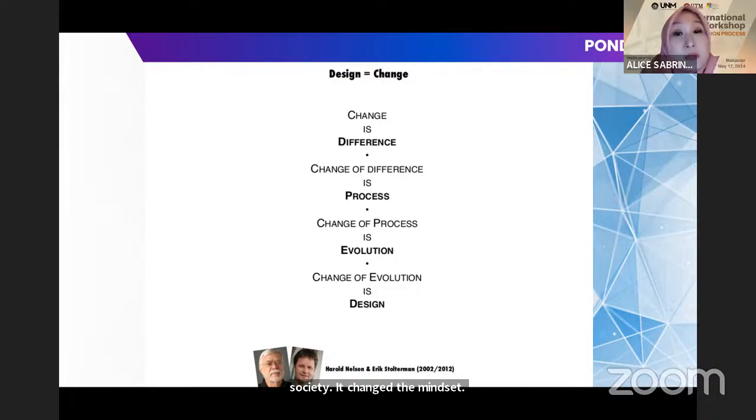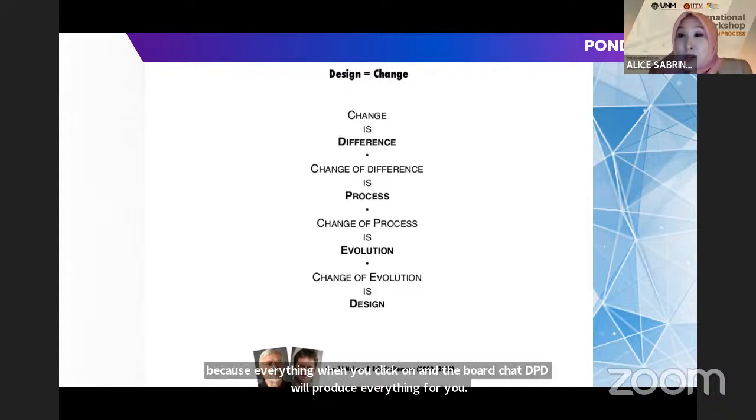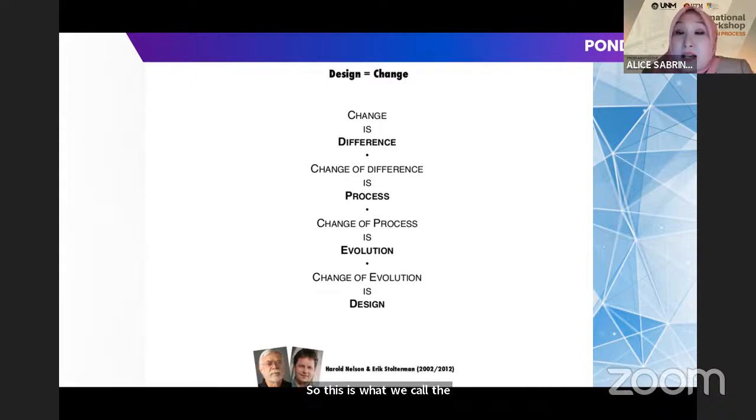And I'm taking the example of ChatGPT now. ChatGPT is changing the world. The technology of ChatGPT has made students much lazier. Researchers become lazier because when you click on the bot, ChatGPT will produce everything for you. So this is what we call the outcome. And if we don't design it properly, we make a difference, yes, but is it a difference that benefits society, or a difference that is not giving a good outcome to society? Because change or evolution is also about design. And change of process is also evolution. And change of difference is also a process.